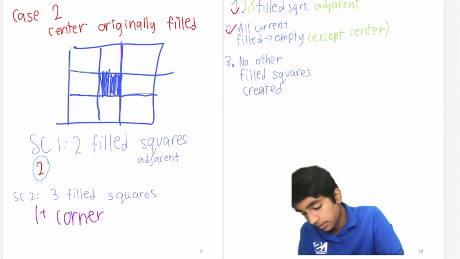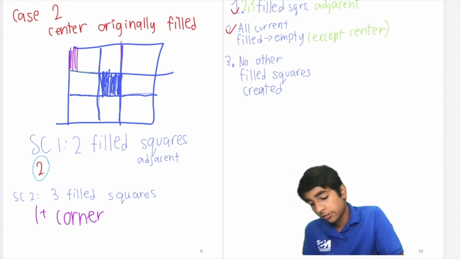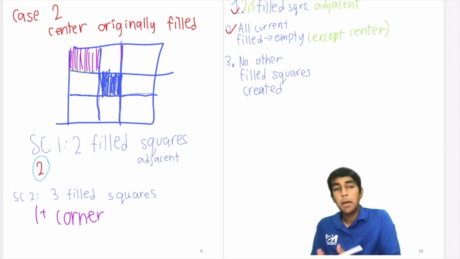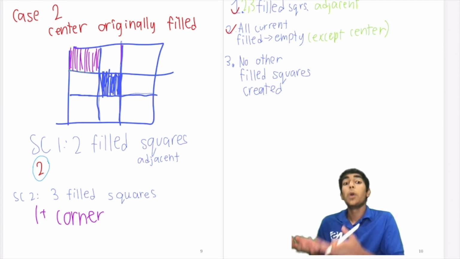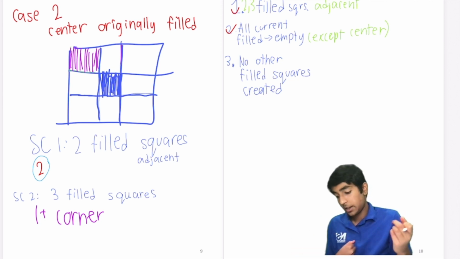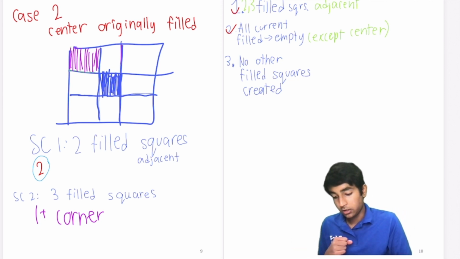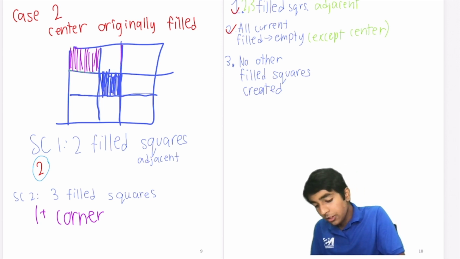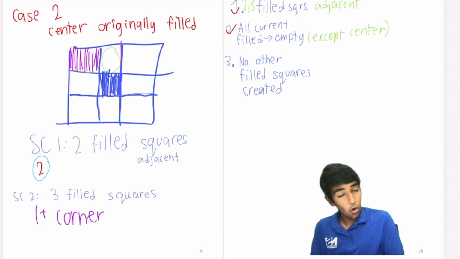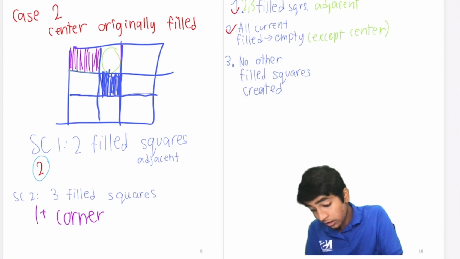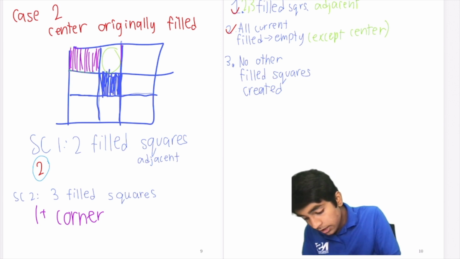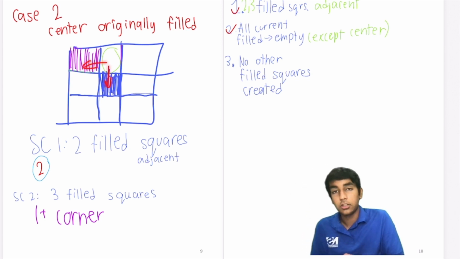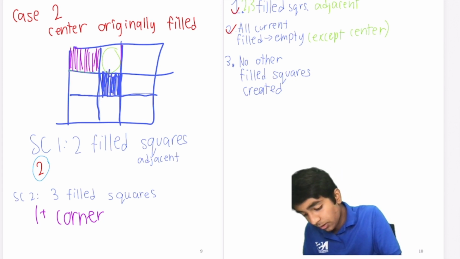You might be wondering why I'm not dividing this further. The reason is that if we have 1 plus corner, without loss of generality, we can assume it can be whatever corner we want because they're all symmetric. Let's say this corner is filled. Now let's see which squares can or cannot be filled. Can this square be filled? No, because if it was filled, it'd be adjacent to 2 squares and it would stay filled. So that square can't be filled.